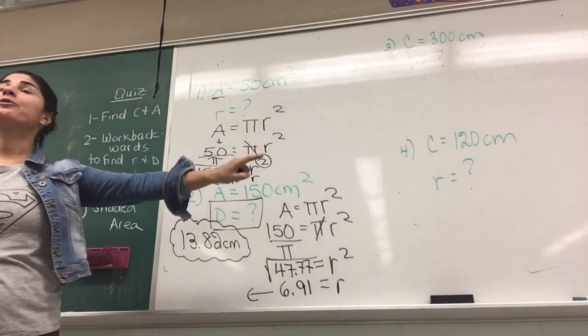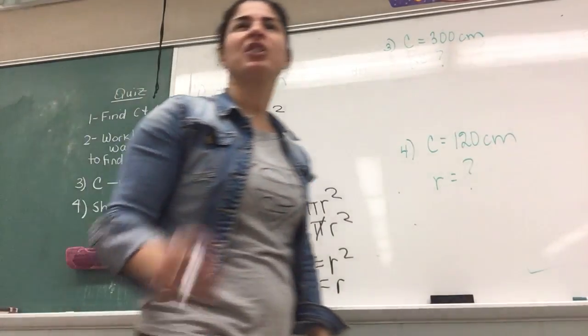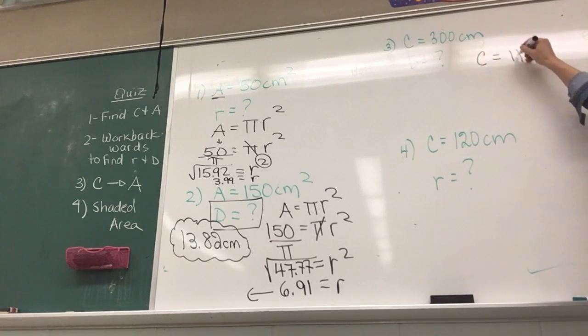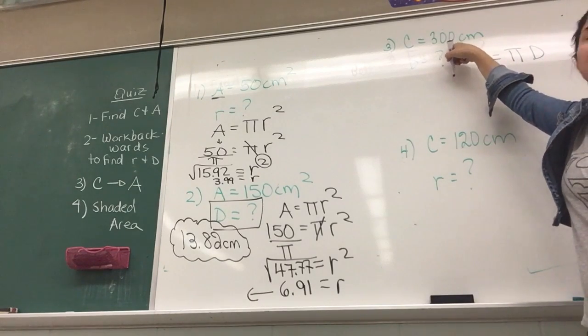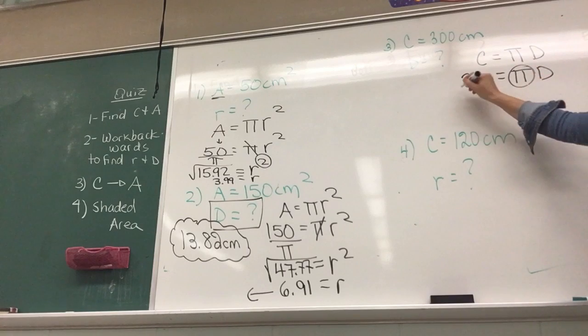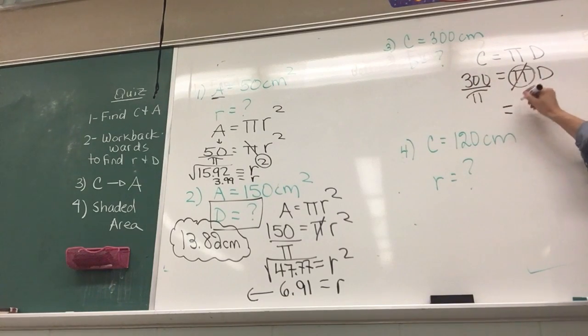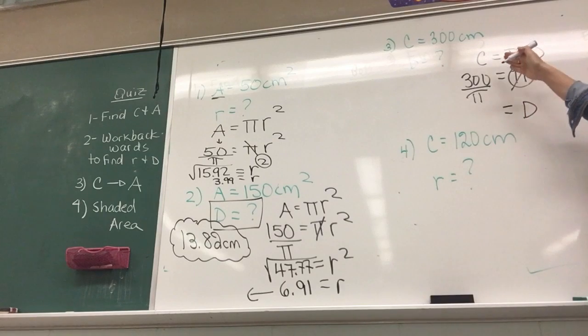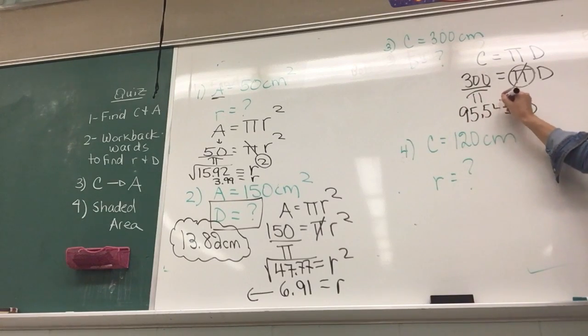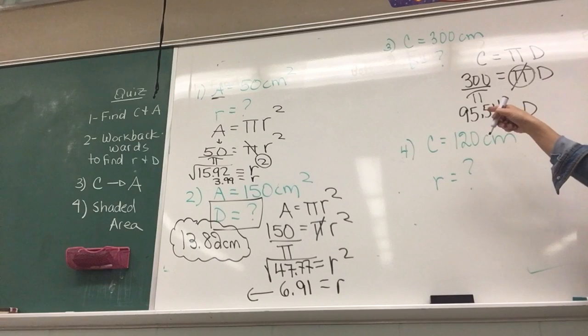Let's move to number 3 and 4. Number 3 and 4 are actually easier because you don't have the square root part. So C equals pi d. We're looking for diameter. We're given the circumference, and all I need to do is remove this, and since it's being multiplied, I divide it on this side, and then the diameter is left at 300 divided by pi is 95.54. Perfect.